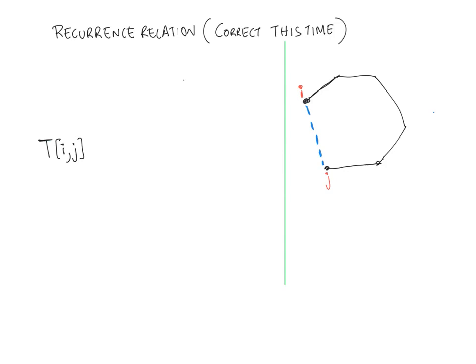Now we're ready to write the correct recurrence relation. Recall that Tij is the min cost triangulation of the section Ij, and I've drawn the section Ij here. It's a piece of the polygon, and I've drawn the jump edge back from J to I in blue dotted lines. Recall that every section must have exactly one jump edge, or at most one jump edge.